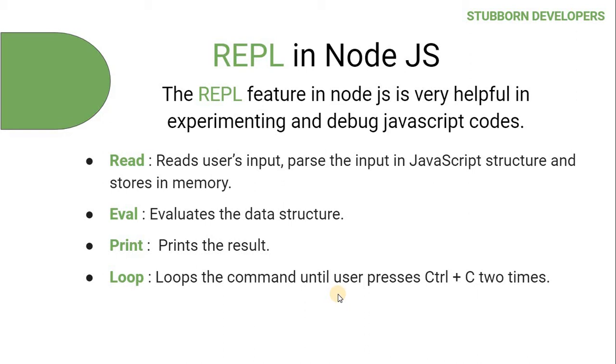In REPL we have read, which reads the user's input, then parses the input into a JavaScript data structure and stores it in memory. Then we have eval, which evaluates the data structure. Then we have print, which prints the result or shows the output, whatever it is. And in the end we have loop, which loops the command until the user presses Ctrl-C two times. So now let's start.